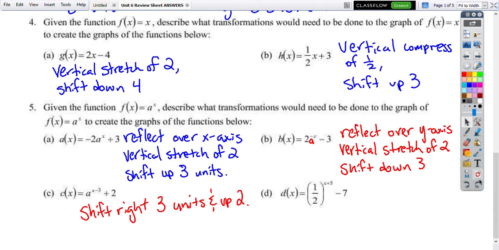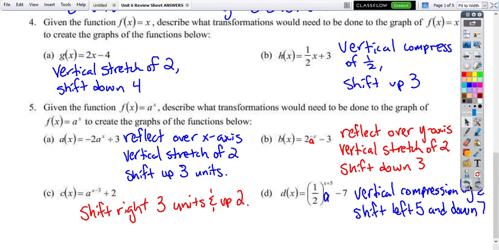All right, so here we have the 1/2, so that's a vertical compression of half. Okay, we have the plus 5 here, so we're shifting to the left 5. Remember, plus, we're going the opposite direction. And then down 7 with the minus 7 there.